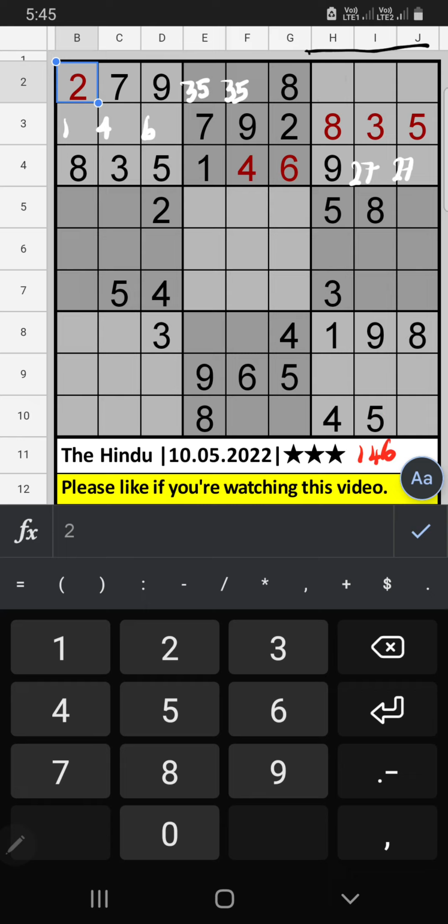Third grid, 3 numbers are remaining: 1, 4, 6. Column H, we have 1 and 4, so 1 and 4 can't come in this cell. They will come in another 2 cells. We will confirm later. Then only one number is remaining: 6. 6 is confirmed here. Column H, 2 numbers are remaining: 2 and 7. It will come in another 2 cells. We will confirm later.